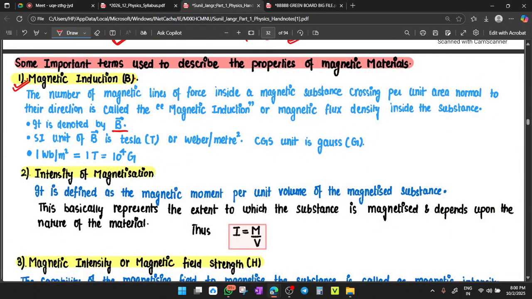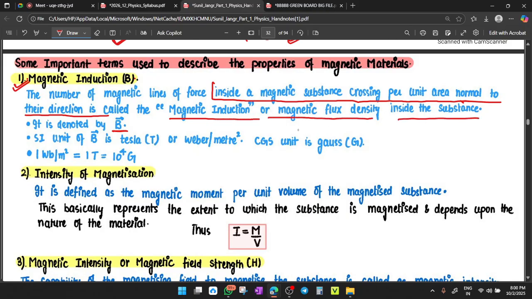So the number of magnetic lines of force inside a magnetic substance crossing per unit area normal to the direction, because if you talk about the magnetic flux, it should be passing normal to the surface, is called magnetic induction or magnetic flux density inside the substance. Clear? It is denoted by B.